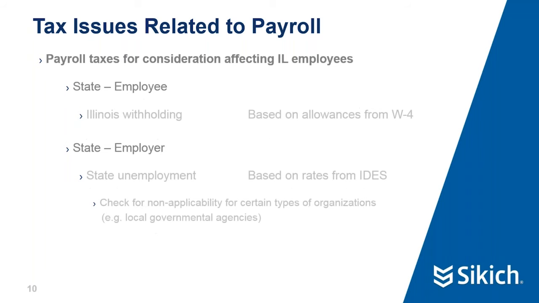On the state side, speaking specifically for Illinois, you have your Illinois withholding, and the employee should be filling out an Illinois W-4 indicating how much to withhold. And you have your state unemployment based on the rates from the Illinois Department of Employment Security. Those rates will be issued coming up here in December and would be applicable for 2017.